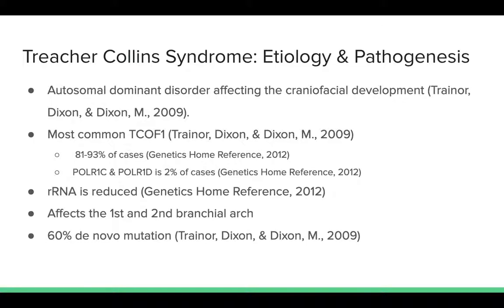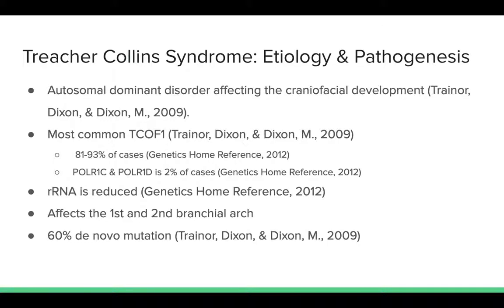This reduced rRNA production affects the first and second branchial arch in the embryo. So just flash back to hearing disorders. The first branchial arch forms the external auditory meatus, the middle ear cavity, the mastoid antrum, and the eustachian tube. The first and second branchial arch is also where the ossicles begin to form. It's still unknown, though, as to why this phenotype is only expressed facially.